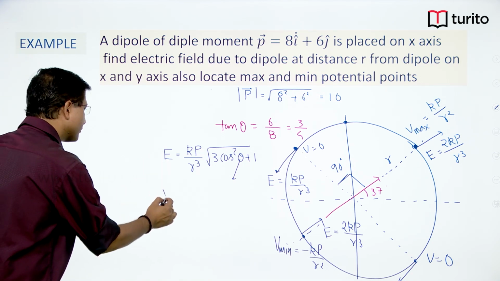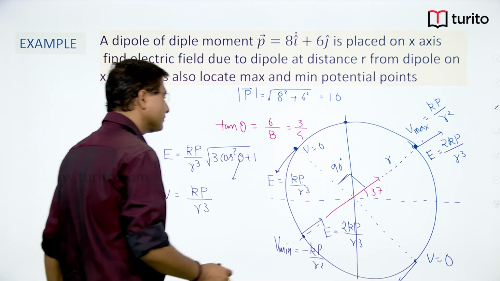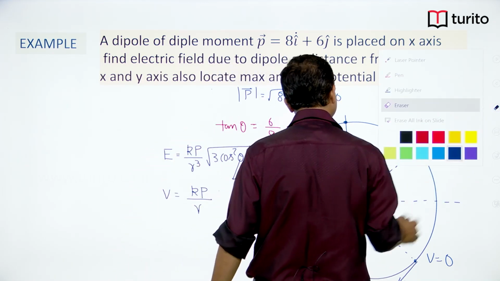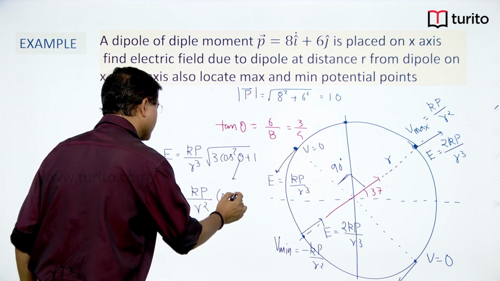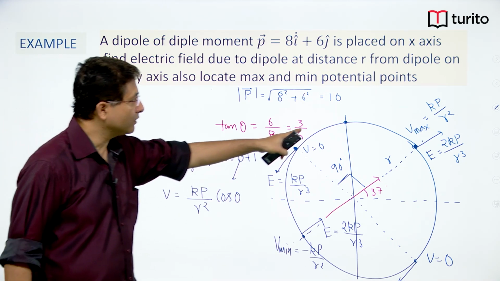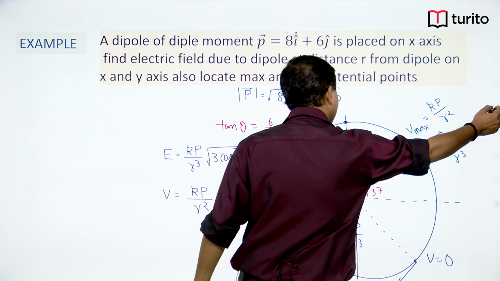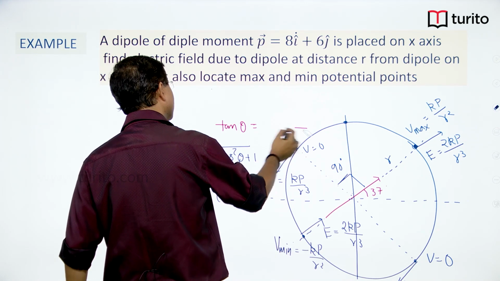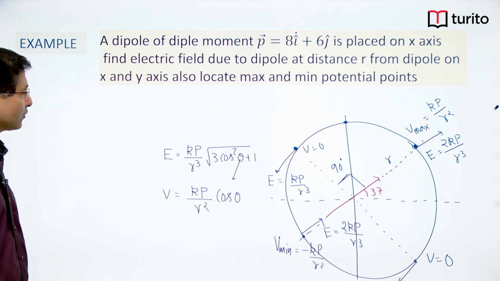So the field formula is this, and the potential formula is kp cos theta divided by r square. Now I want to find out the potential and field at this particular point. I will erase all this. So at some general point you are asked to find out field and potential.